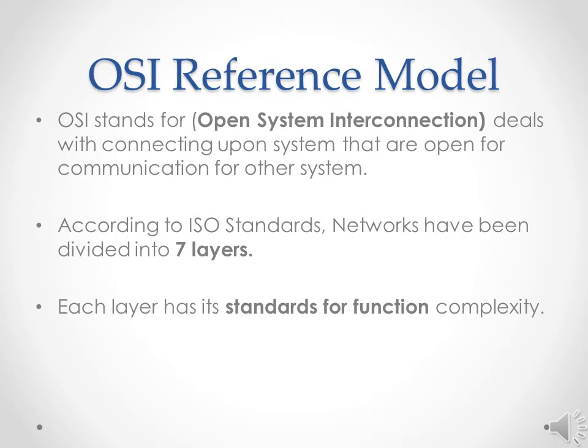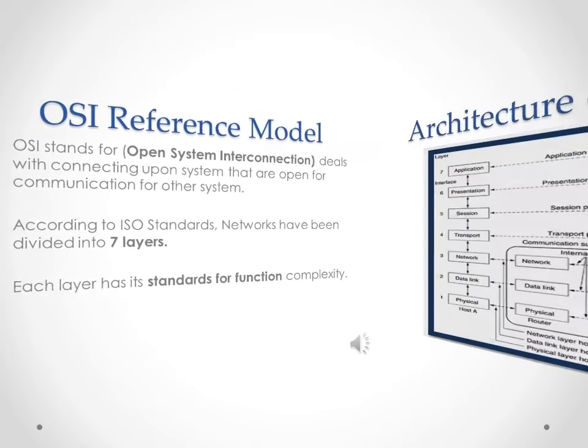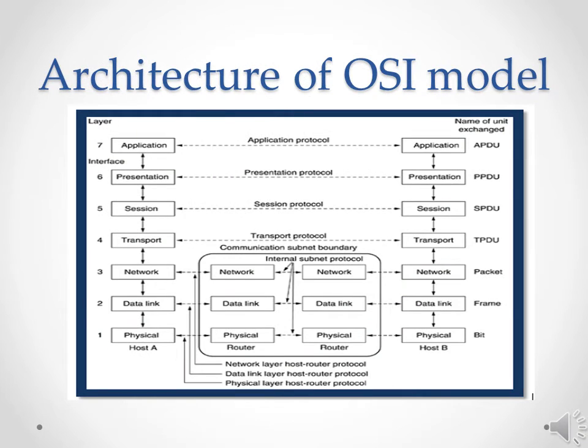OSI reference model. OSI stands for Open System Interconnection. It has a 7-layer architecture. Each layer has some protocols and functions. Architecture of the OSI model. The main concept of OSI is that the process of communication between two endpoints in a telecommunication network can be divided into 7 layers. Each communicating user can send and receive data using those 7 layers of function.